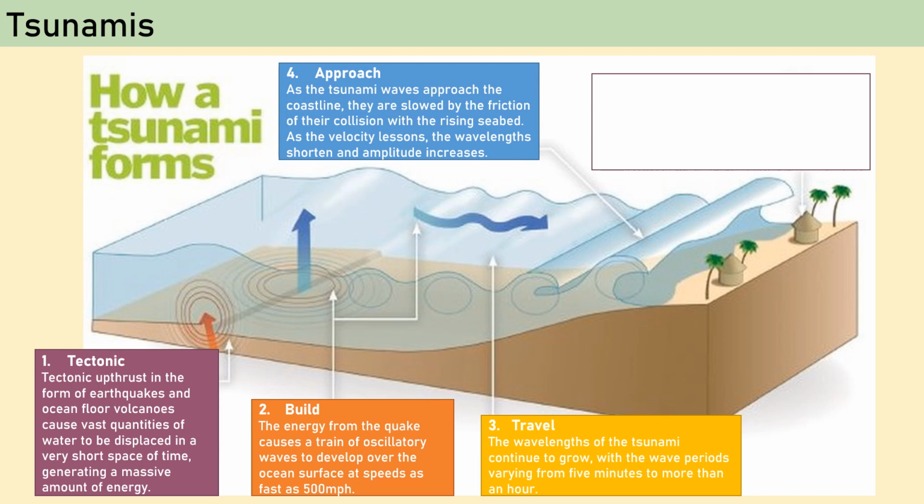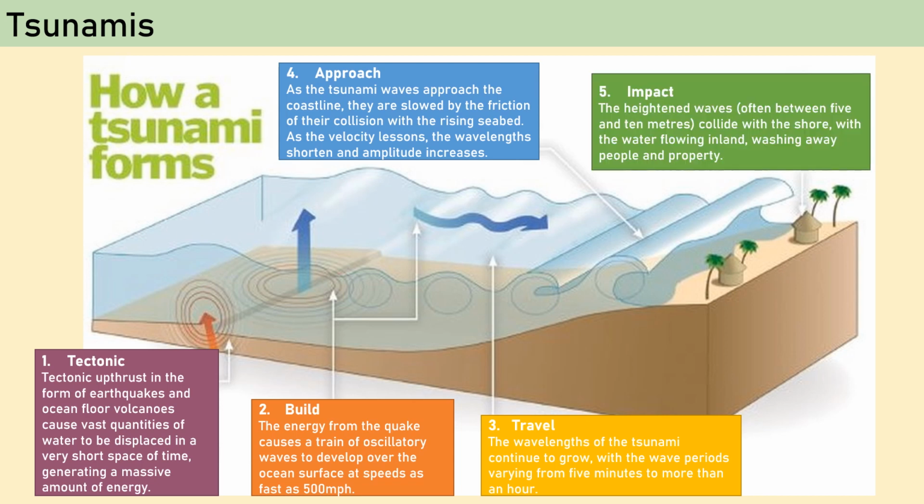Amplitude meaning basically the height of the wave. So the waves start to get higher and taller as they approach the shore. Out to sea, they might seem like nothing, but as they get closer and closer to the coastline, they will start to grow. The impact of this is that when they eventually collide with the shore, the water flows inland very quickly. It can wash away people, it can uproot trees, it can wash away property.